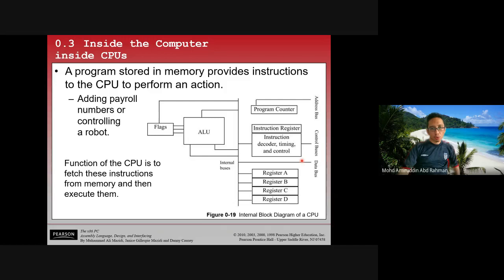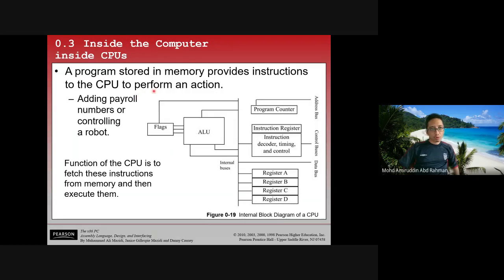So we have, let's say, figure 019, the internal block diagram of the CPU. We have the address bus over here, which connects to the program counter, and then the control bus, and then the data bus. The data bus is connected to the internal bus. This is inside the CPU, where we have flags and the ALU.